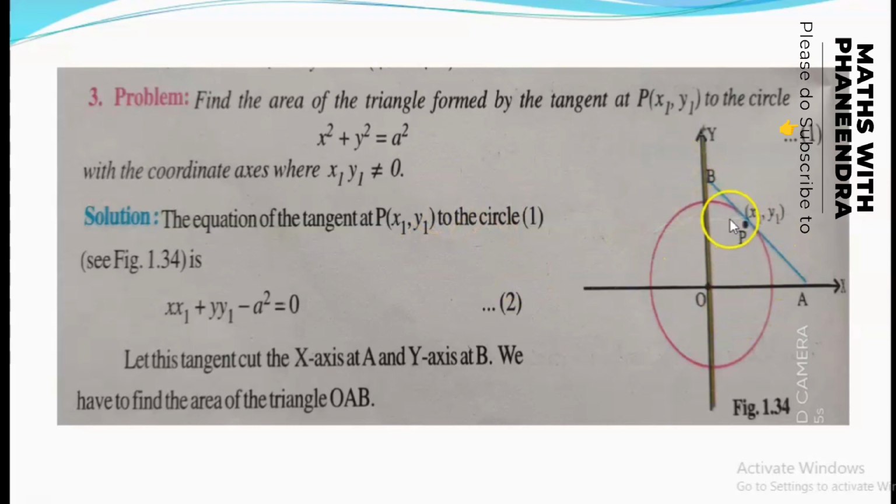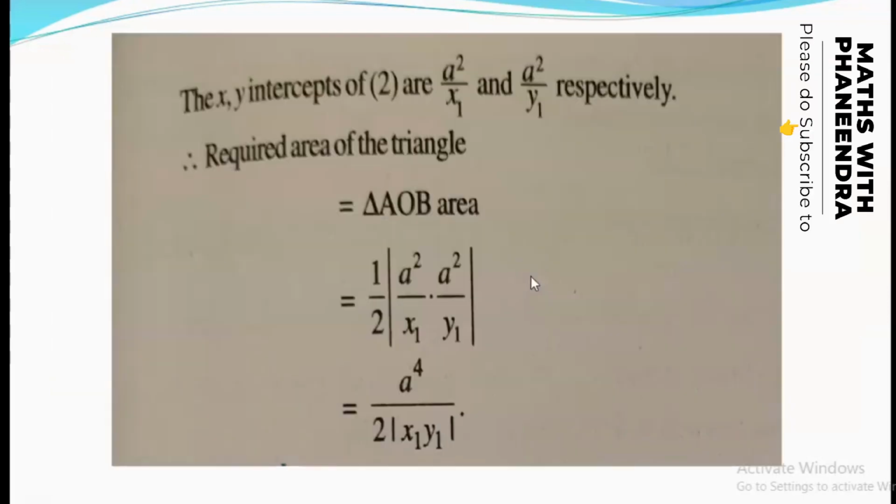After knowing the values of OA, the x-intercept, and OB, the y-intercept, the area of the triangle formed by the line x by a plus y by b equal to 1 is half into mod AB, that is x-intercept into y-intercept. The x and y intercepts are a square by x1 and a square by y1. This is small a, this is small b. So the required area of the triangle is half into a square by x1 into a square by y1, which is a power 4 divided by 2 x1 y1.